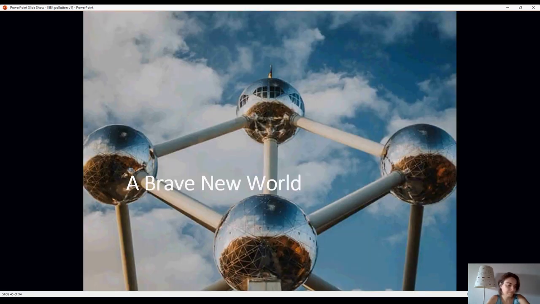Okay, right. So, no prizes, but does anybody recognize this? Has anyone ever been here? I'm waiting for an answer in the chat. Anybody recognize it? No? It's Brussels. Yes, it is. That's right. It's the Atomium. Yes, it is the Atomium.